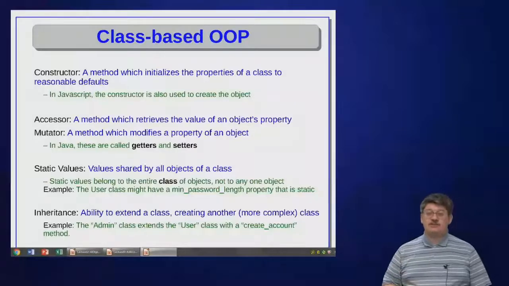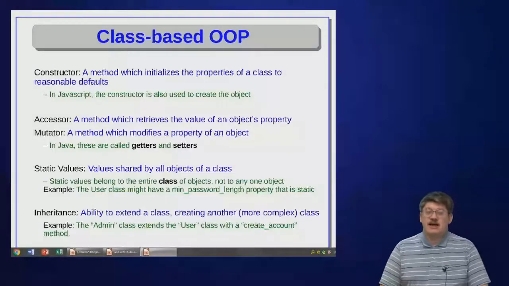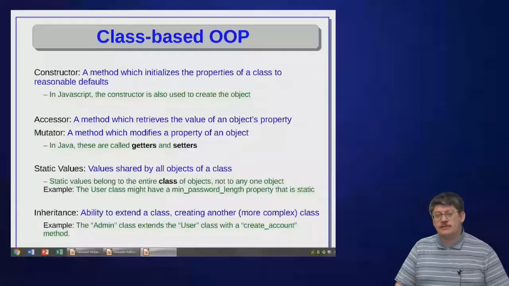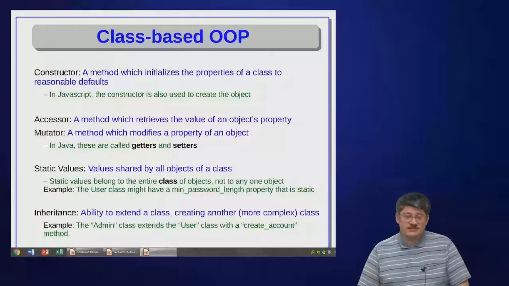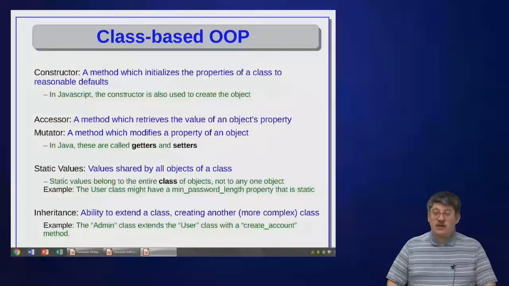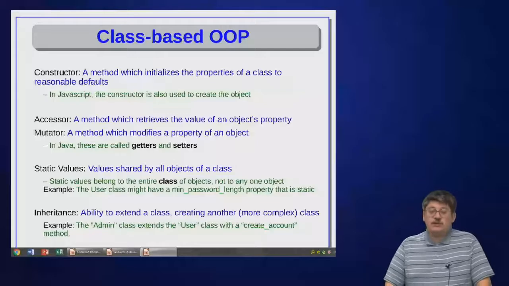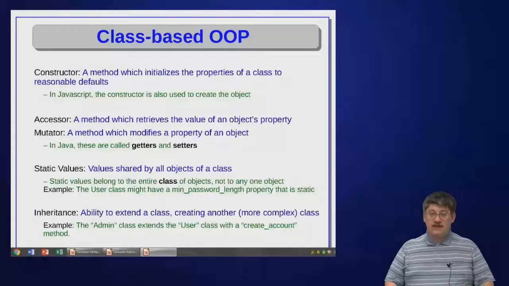So in Java, these are sometimes called getters and setters. In C and C++, we call them accessors and mutators, and that's pretty commonly used in the JavaScript world too. Some people call them getters and setters. Some people call them accessors and mutators. I'm going to use the terminology accessor and mutator, so if you hear me say that, you need to know what that means.